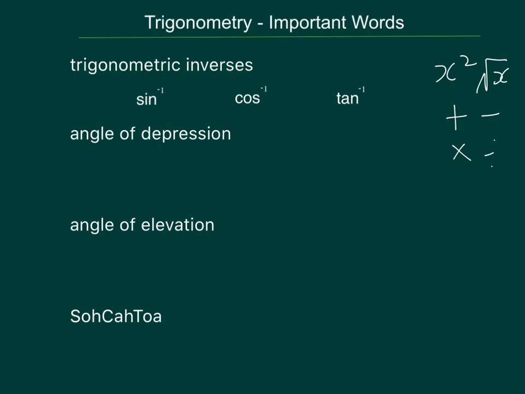The next words we've got are angle of depression. That's just the angle that you look down on something. So if I was up here and I was looking down like that at something, that angle will be the angle of depression. The angle of elevation is when you look up at something. So if I'm looking up at an angle like that, then that's the angle of elevation.